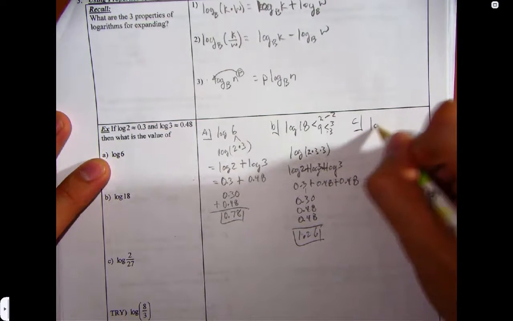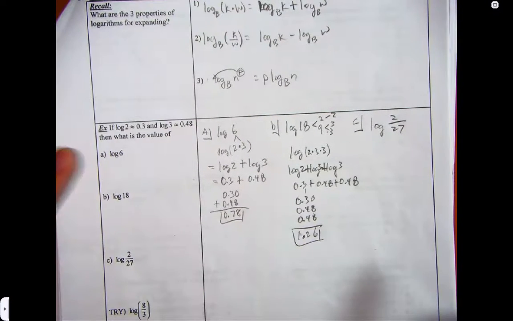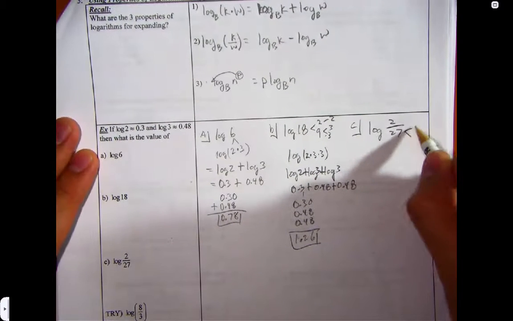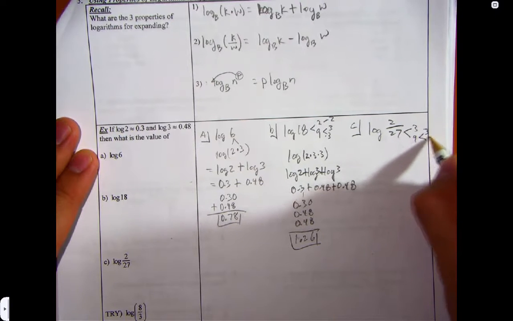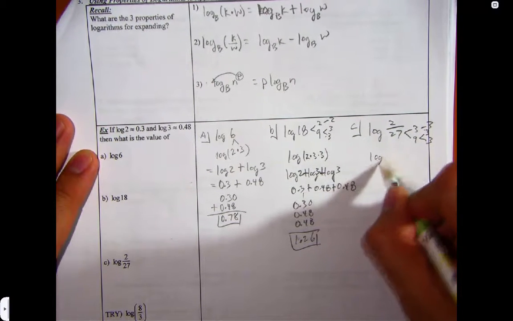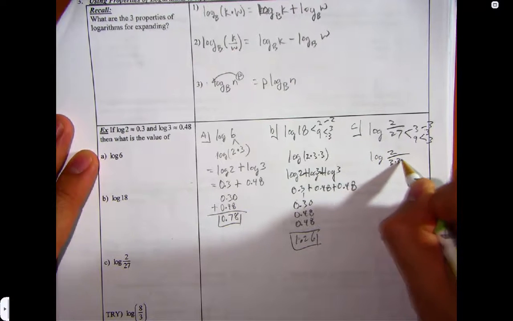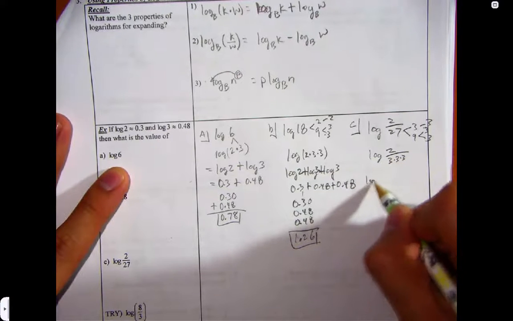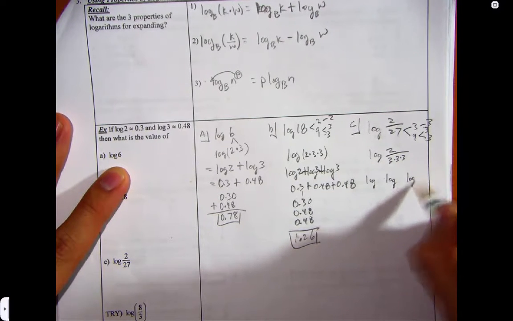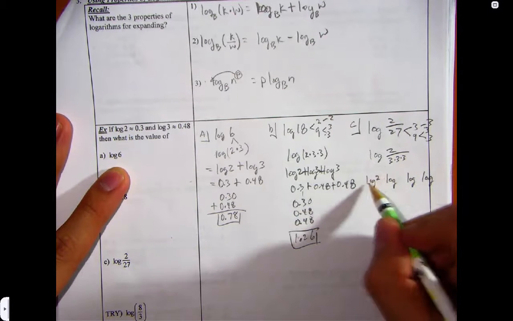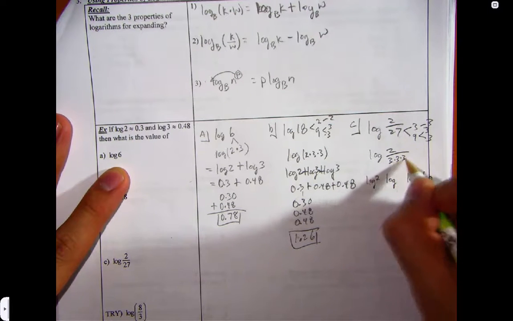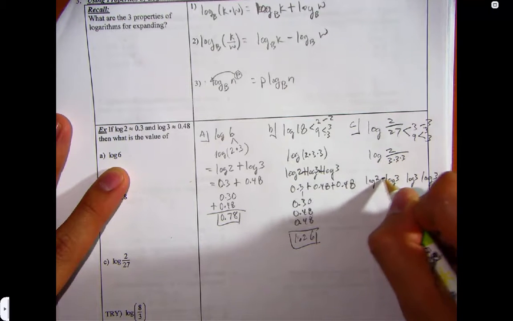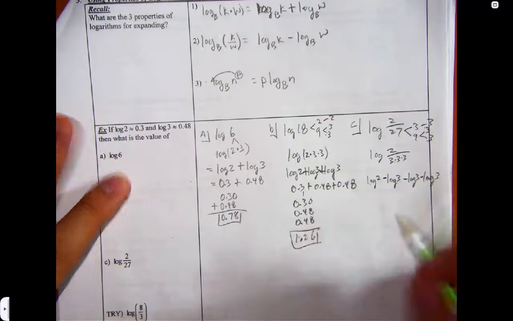Example C, log 2 over 27. Now 2 I don't have to break down anymore because it's already 2. 27 is 3 times 9. 9 is 3 and 3. So this is log 2 over 3 times 3 times 3. Now when I expand this, there's 4 numbers, so I'm going to write 4 logs. Two's on top, so the log's positive. All of these 3's are on bottom, and they're all division, so it's subtraction.